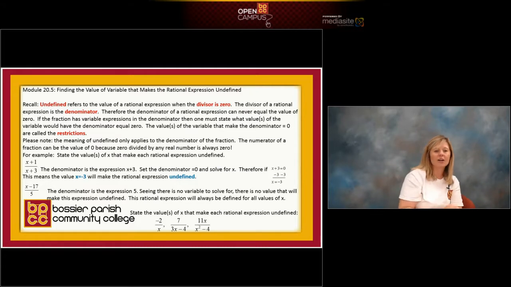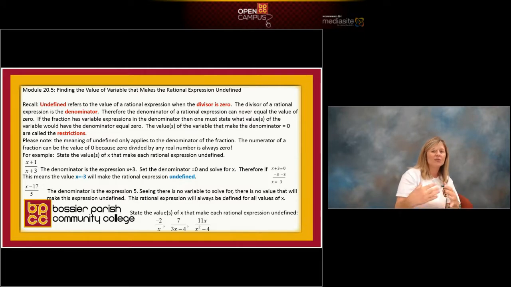Okay, let's look at our next expression. x minus 17 divided by 5. Now remember, these are expressions. They're not equations. There's no equal sign. So I'm not asking you to solve. I'm not asking you to get an answer for x. I'm asking you to state the restriction, to tell me what number x cannot be. That's what I'm asking you.